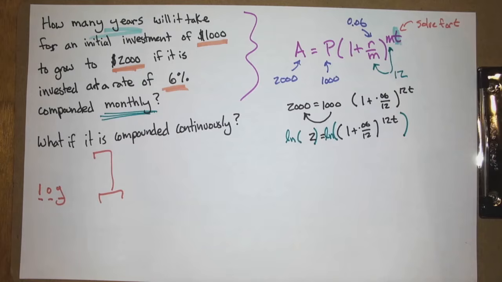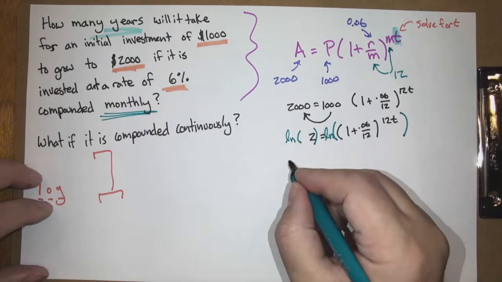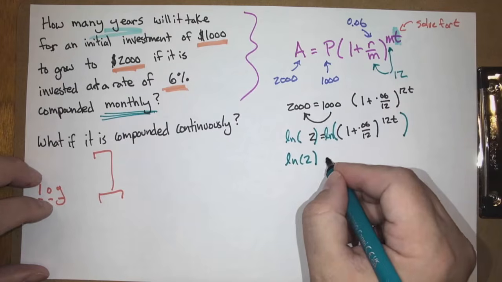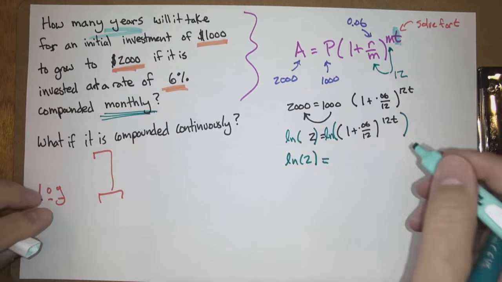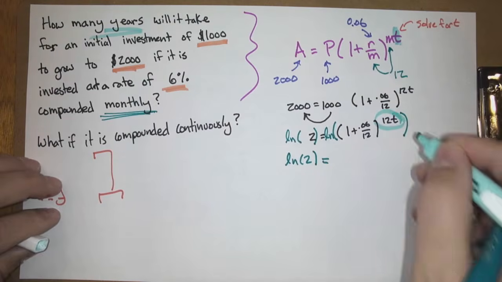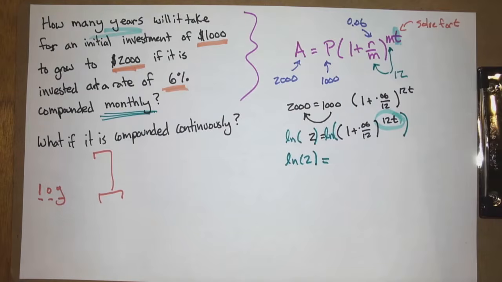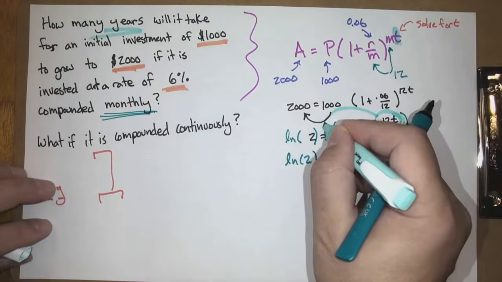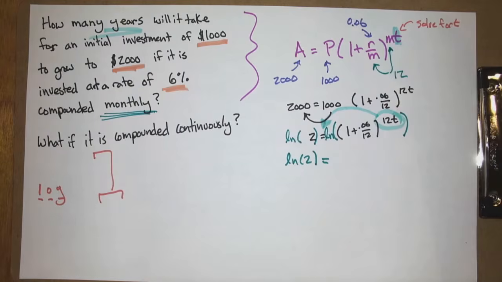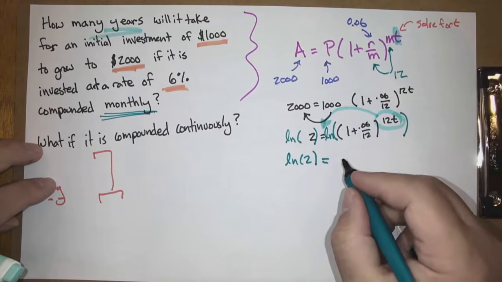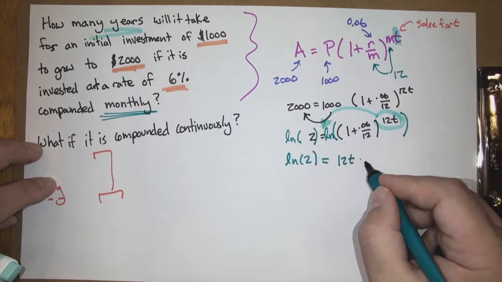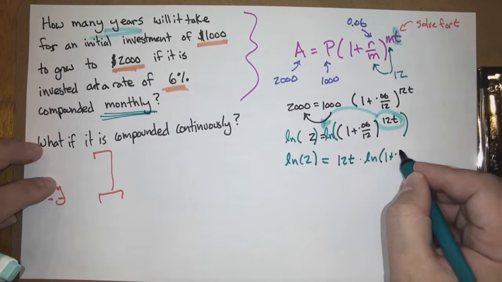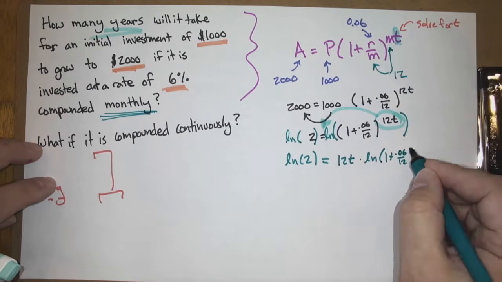But now, the wonderful thing about logs. Why do we like logs when dealing with things upstairs? What's going to happen to this 12t? It's going to come down. So that's one of our nice properties about logarithms. So the 12t comes down in front. So 12 times t times log of 1 plus 0.06 over 12.